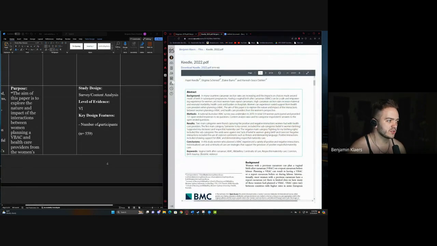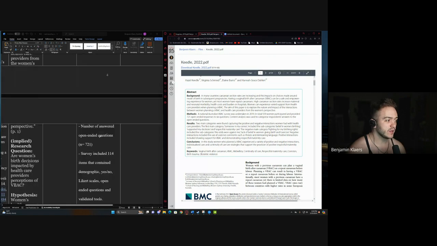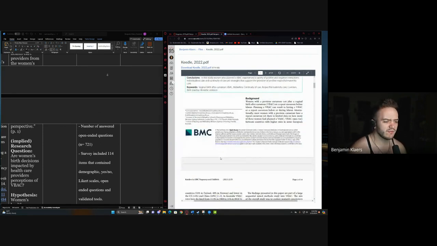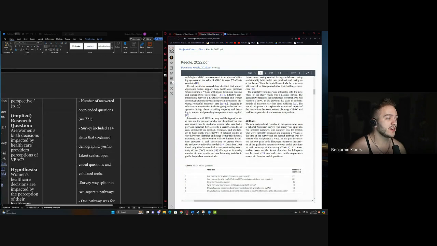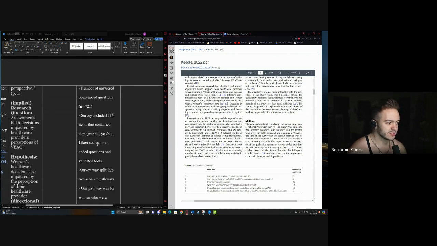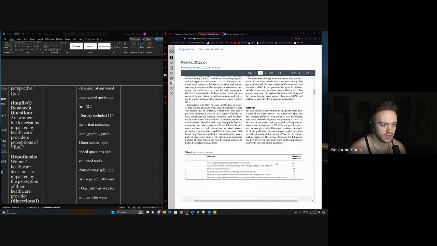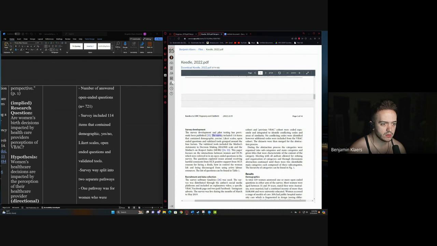Some key design features of our little qualitative study: the number of patients is 559 women. We have the number of answered open-ended questions, which is 721, right there. You know what's cool is a lot of this information can be found in the abstract. It's kind of a cheat code, but then again, we read our articles, right? You gotta dive deep sometimes. Speaking of, our survey included 114 items that contained demographic yes/no, Likert scales, open-ended questions, and validated tools, which is right here. Bingo.